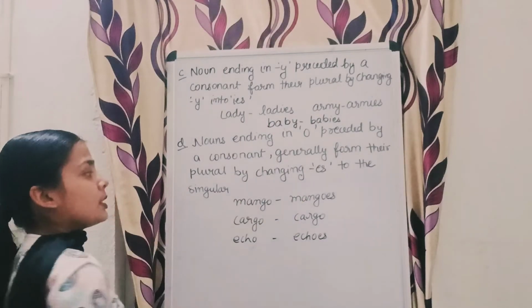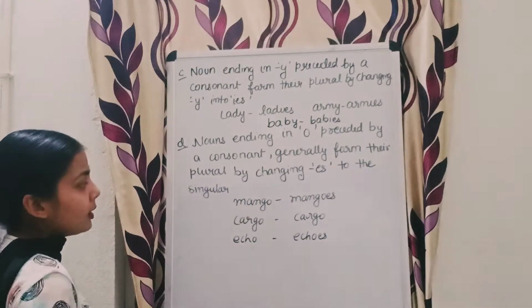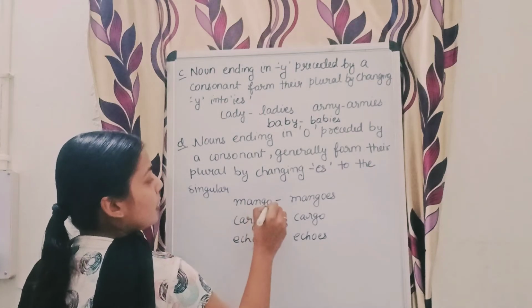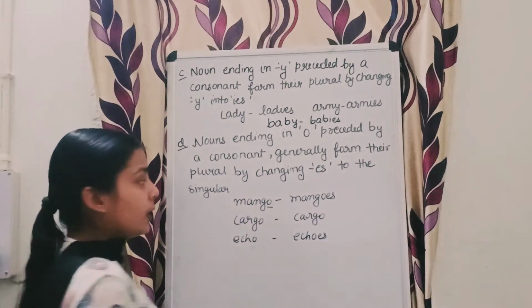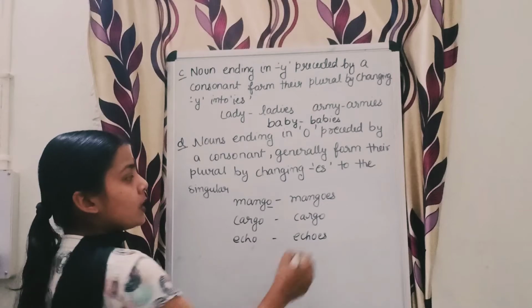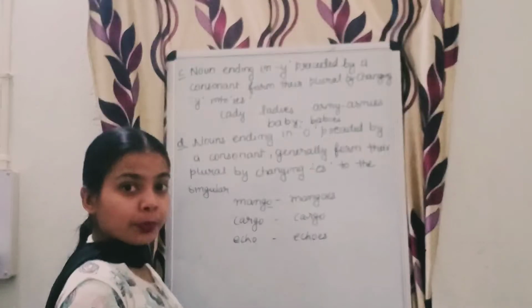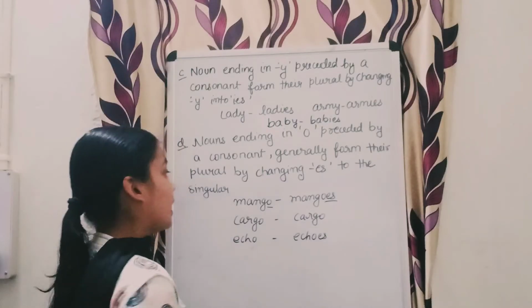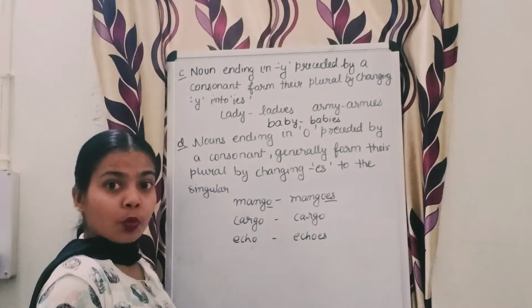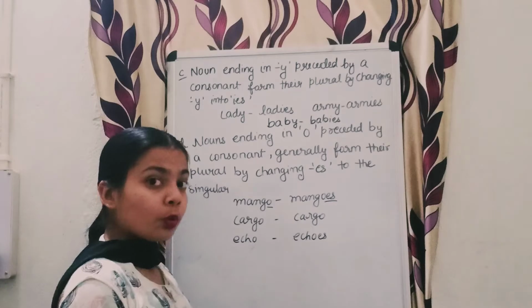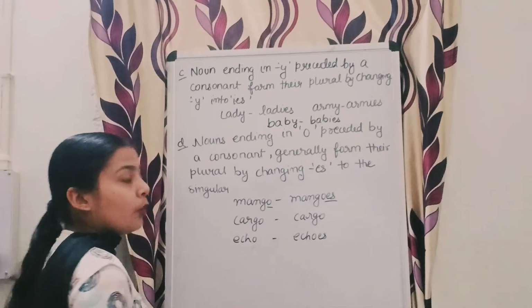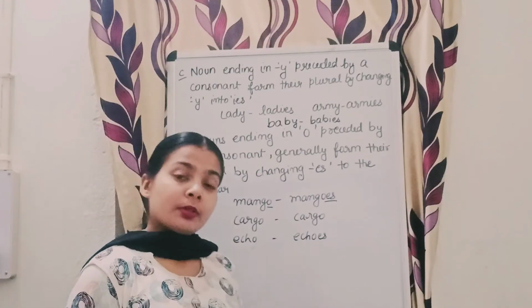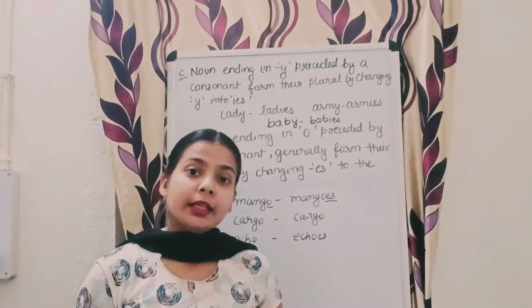es to the singular. As you can see here, the noun mango ends with o. So for changing it into plural, we add es in the last. Like mango, mangoes, cargo, cargos, ego, egos. So these are some ways how you form a singular noun into a plural noun.